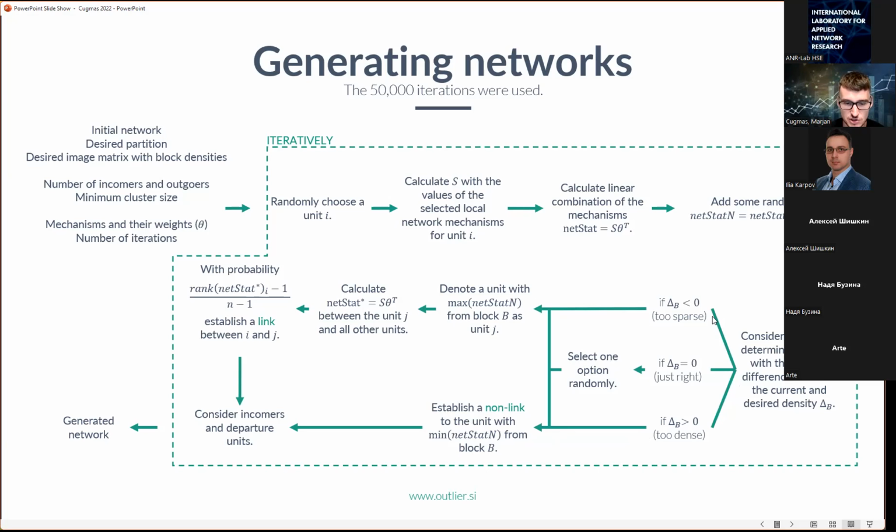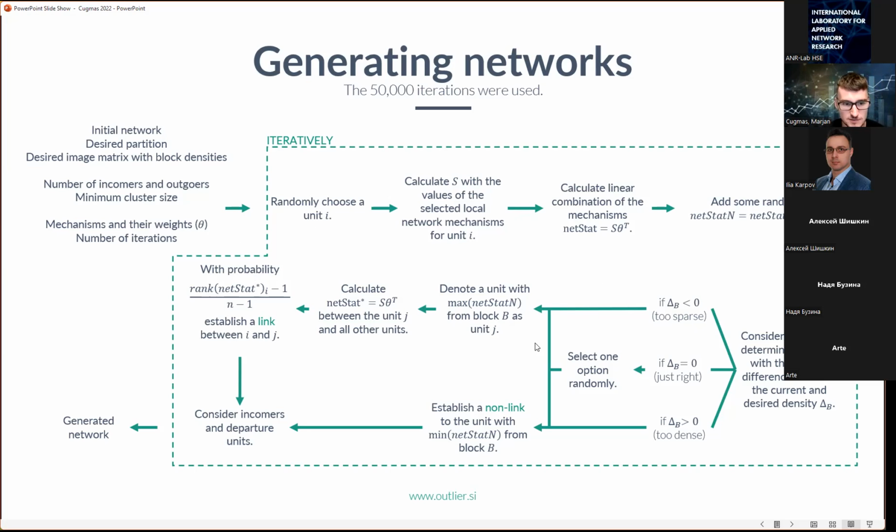But if the density is too sparse, then we will propose a new link. And only this part is new, and this one. So let us denote a unit. So now the block density is too low. A block is too sparse, so we want to create a link. We cannot just create a link because we are generating symmetric networks, and the other one has to confirm the proposed link. And this is the idea of this part.